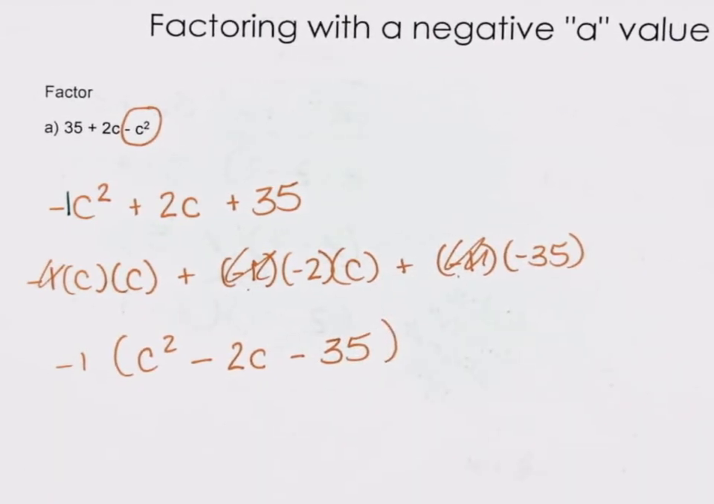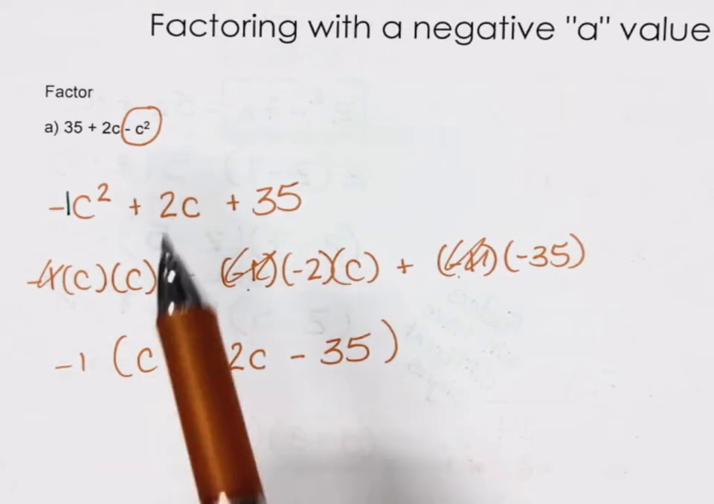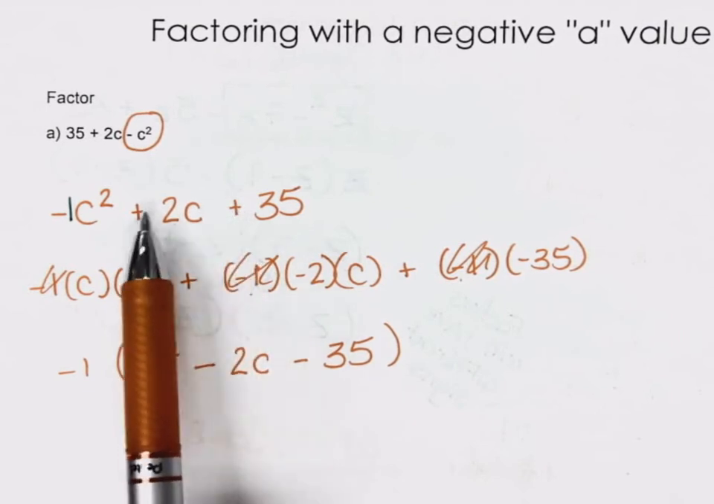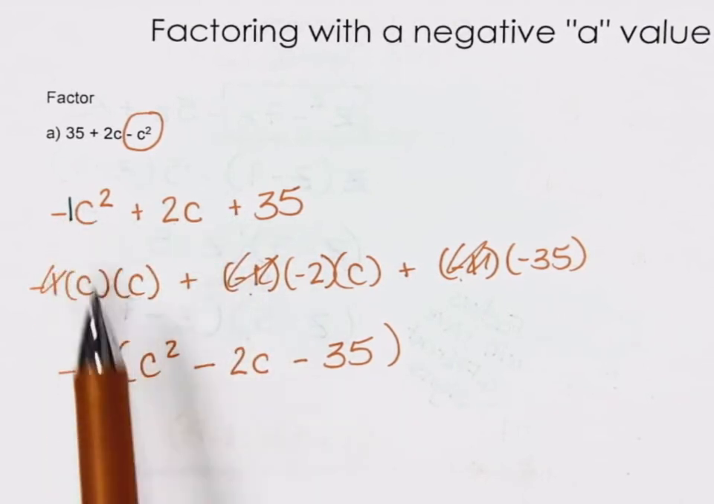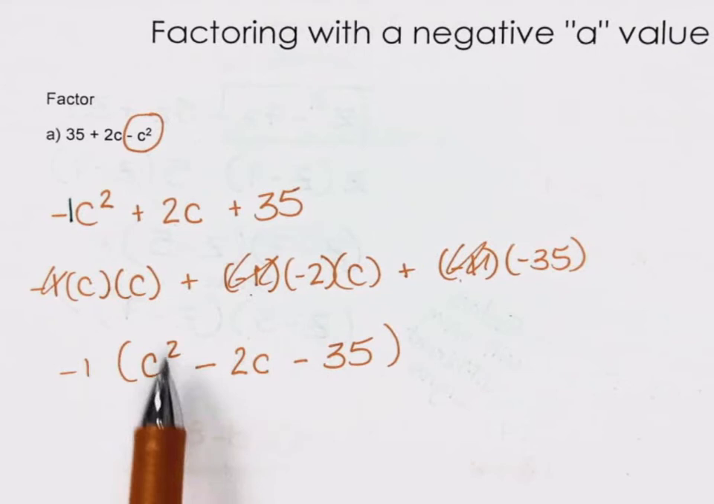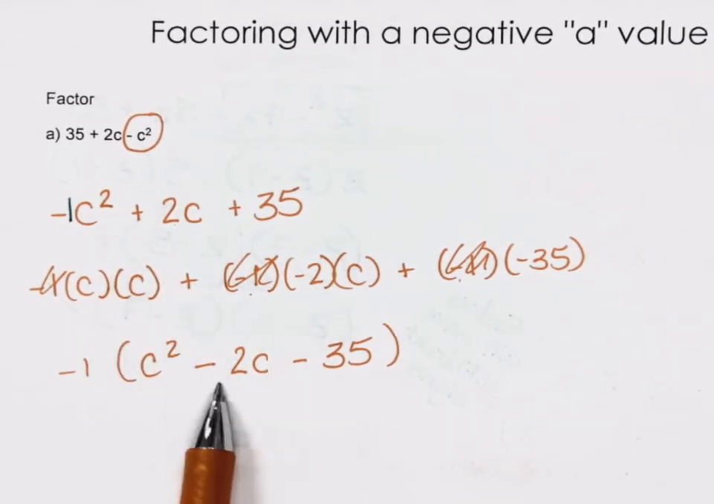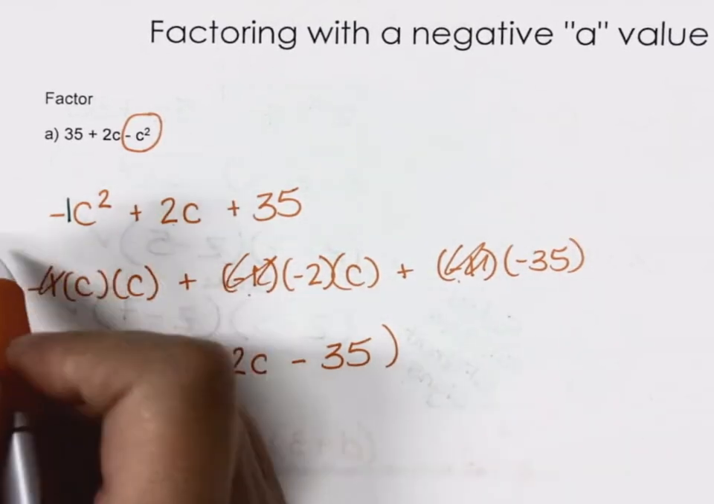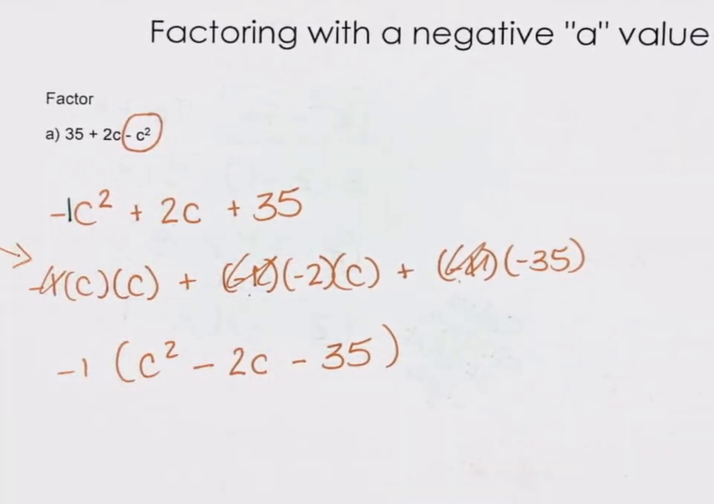I will tell you that you don't have to show me that step. When you common factor out a negative 1, and we know anything divided by 1 is itself, what it does is it changes the sign. So c squared is now positive, the positive 2 becomes negative, the positive 35 becomes negative 35. So you don't have to show me this step. You totally can, but you don't have to. Okay, so now we're going to do the next step.